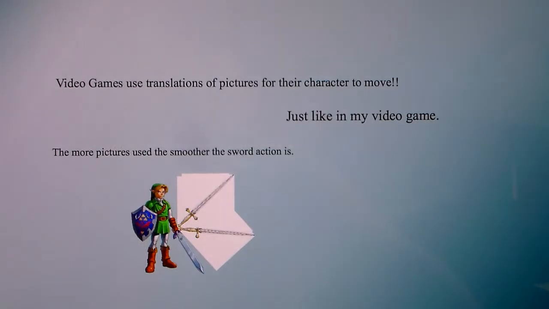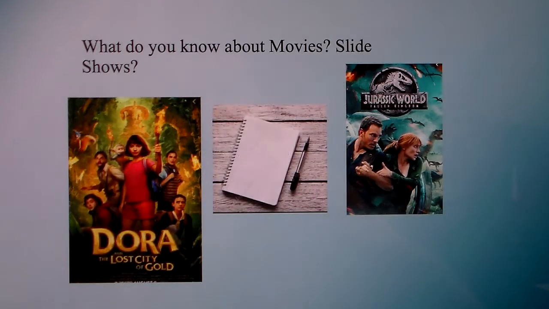Well, to make movies and slideshows, more importantly movies, to make something look like it has movement in it, it takes multiple pictures and how fast you go through those multiple pictures. This involves what we're doing actually with translations. Translations is a bunch of pictures and just captions of movement.